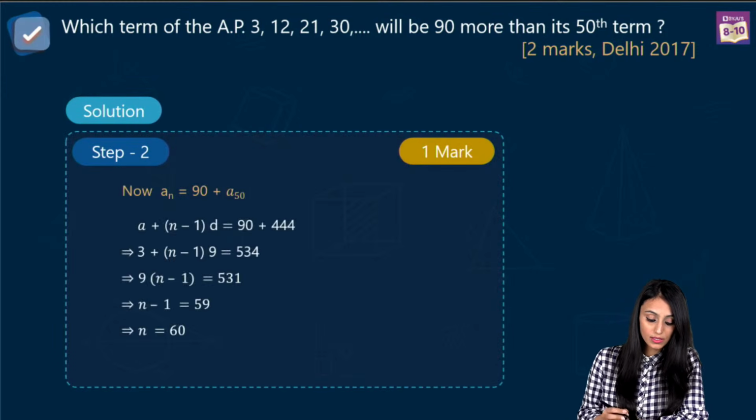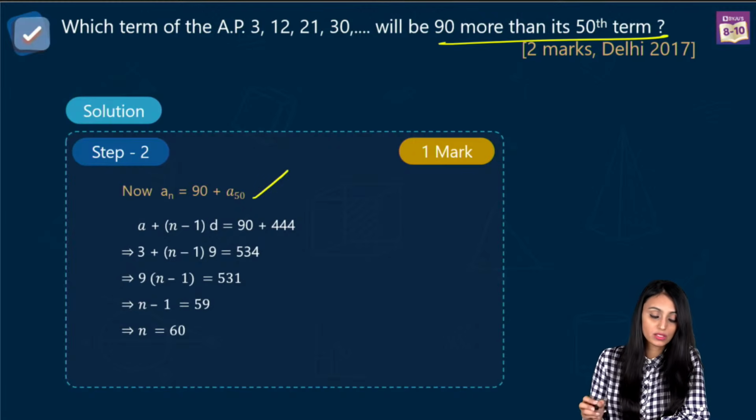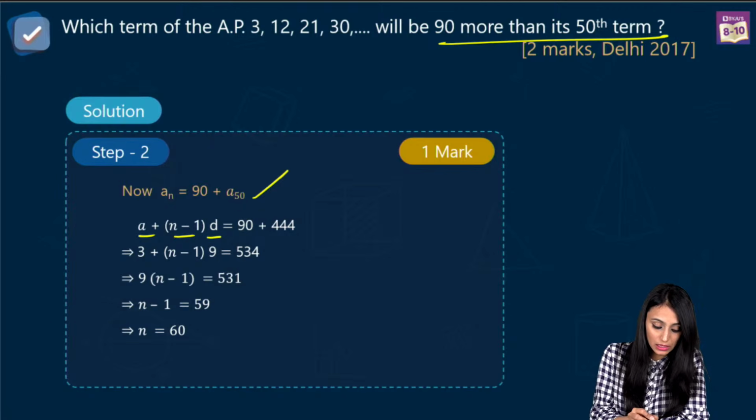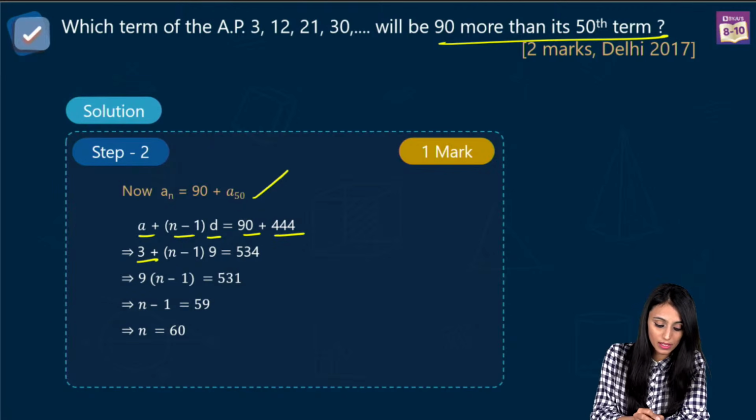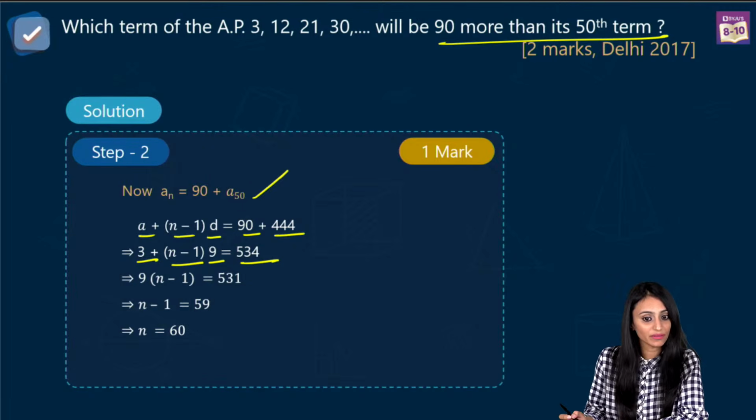Now, this is the equation that we framed with this information. Right? Now, let's open AN. That is A plus n minus 1 D equals 90 plus 444. Right? Let's put everything here. 3 plus n minus 1 times 9 equals 534.